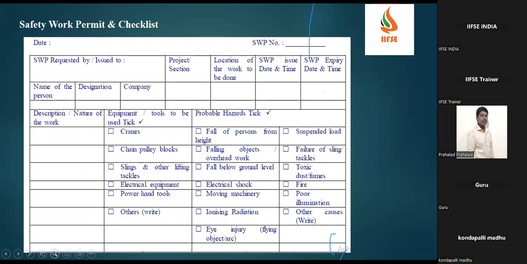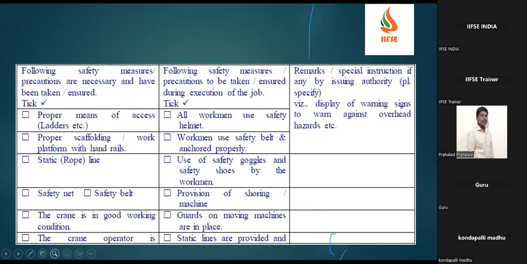And we went through the permit, how the permit looks, and what the requirement of the permit is. We saw the potential hazards identified in the permit, and also the safety requirements, all the safety measures or precautions necessary to take a permit.